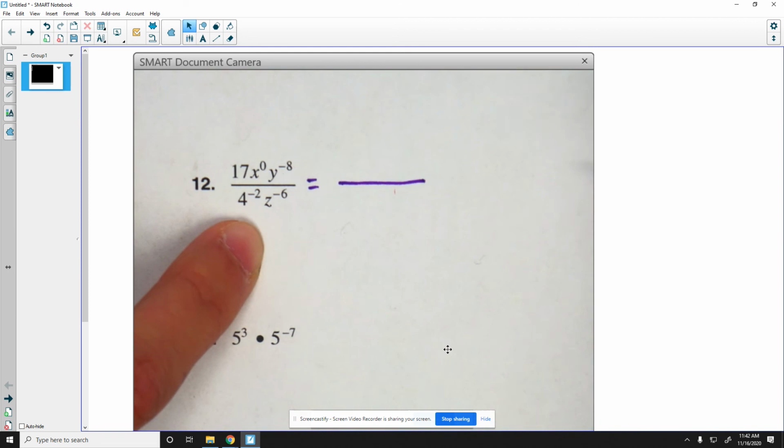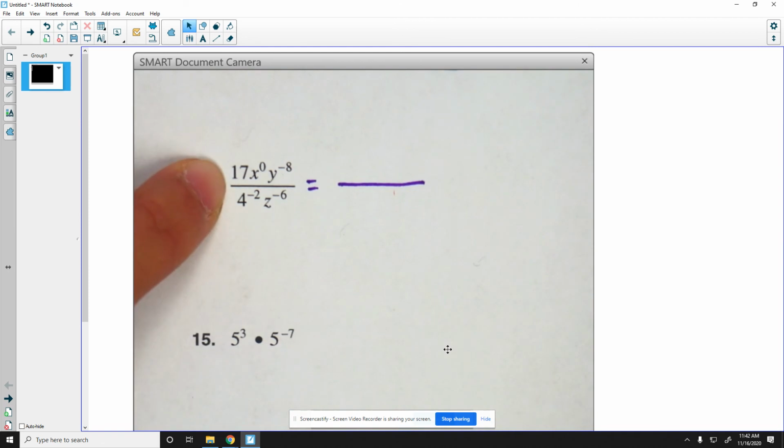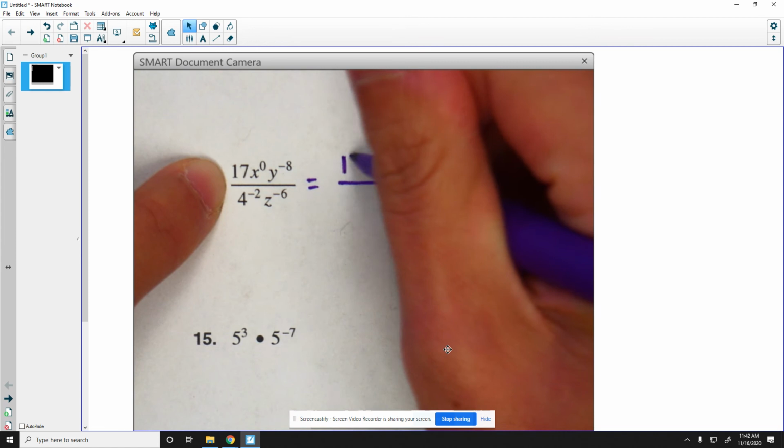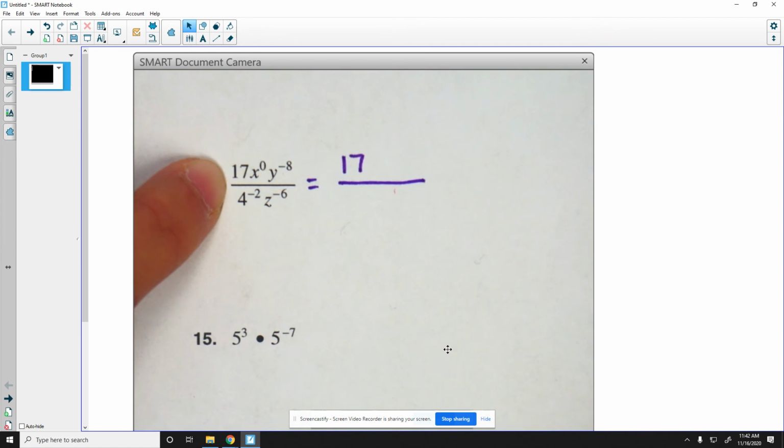All right, number 12. 17, stay or flip? Stay, because it's not a negative exponent. X to the 0, what happens?